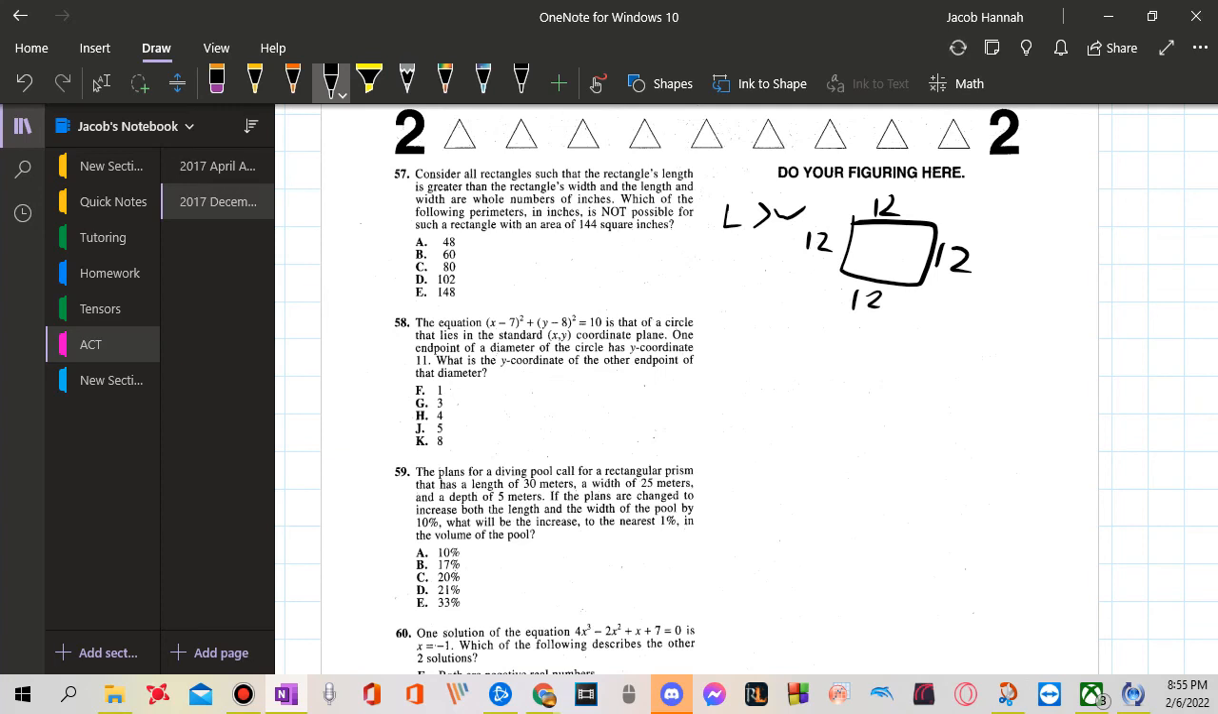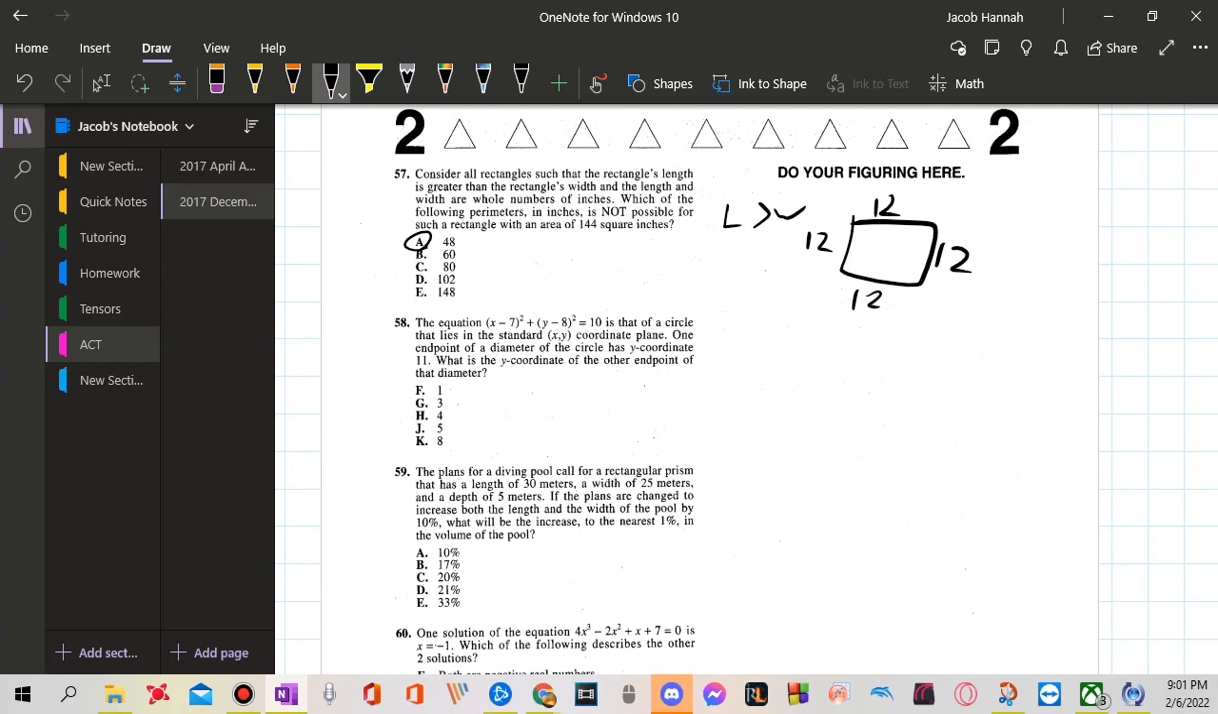But this is not a rectangle. So this cannot be a rectangle's perimeter, since this will be a square's perimeter. So that one's kind of tricky. There's not really a good way to go about that, I think.